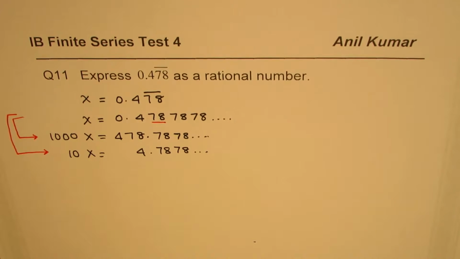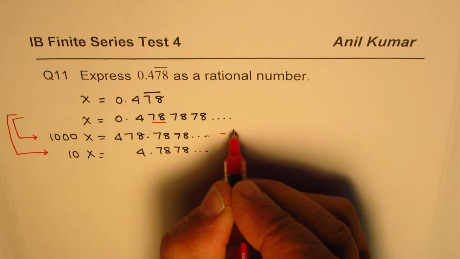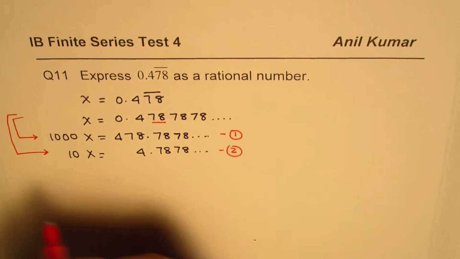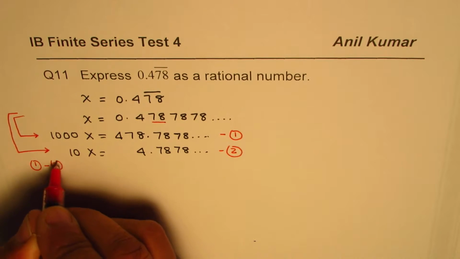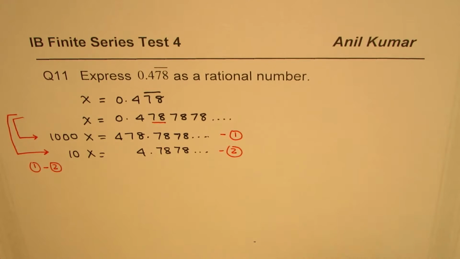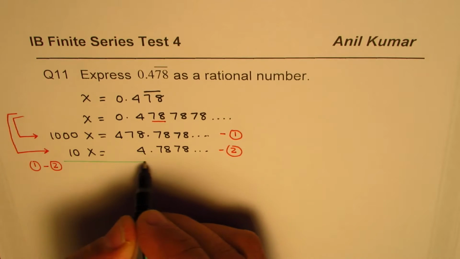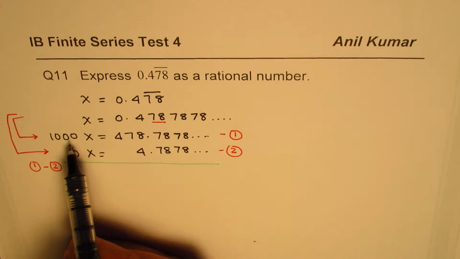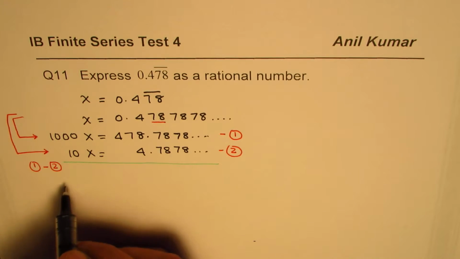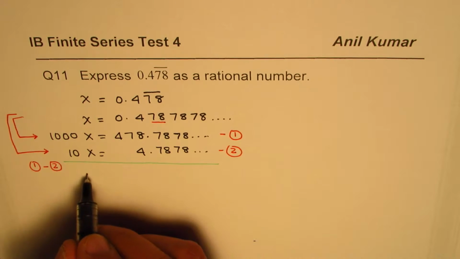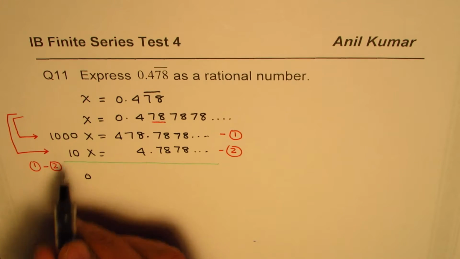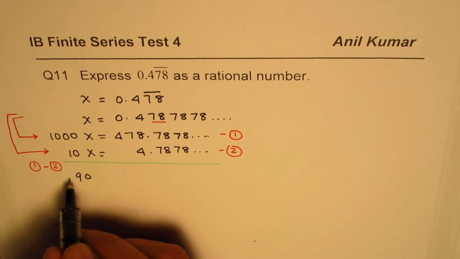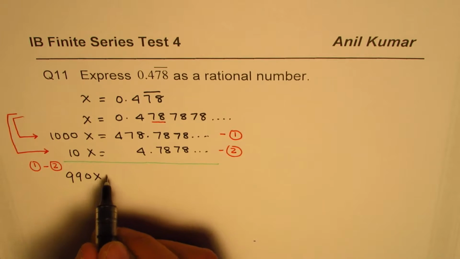Now let this equation be equation number 1 for us. Let me write this as equation number 1, this as equation number 2. So if I do equation number 1, take away equation number 2, what do I get? Think like that. So let's do it straight here itself. So this is absolutely clear. When you take away 10 from 1000, you get what? You get 990, right? So that's what you get. So you get 990x equals to.